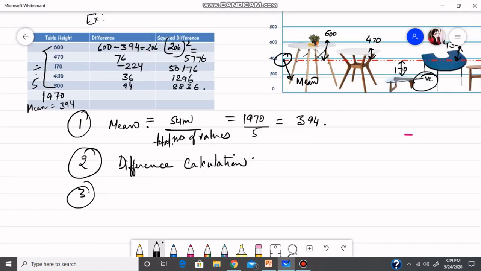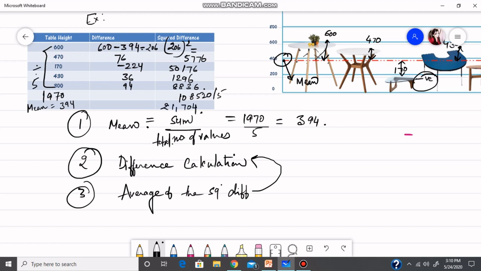Now the third step for calculating the variance is that we need to work out the average of the squared differences that we received as the result in the second step. For averaging, we add the total values that we have here and divide it by the total number of values. We get the sum as 1,08,520, and when we divide this by 5, we get the value 21,704.